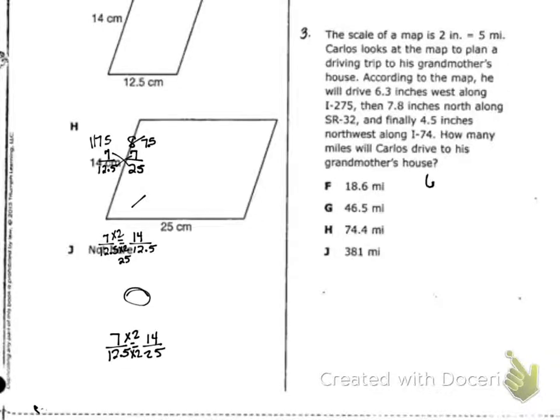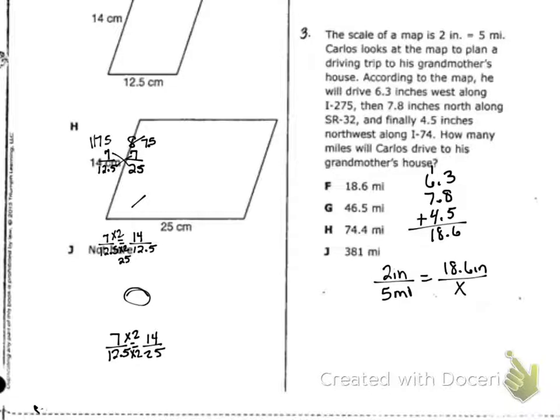Let's add up 6 3/10, 7 8/10, and 4 5/10. That's 18 and 16 tenths, so 18.6 inches. Because it's a scale, and scales are also proportions, let's put this in a proportion: 2 inches over 5 miles, and 18.6, those are your inches, so that's going to go on top. Now let's solve the proportion.